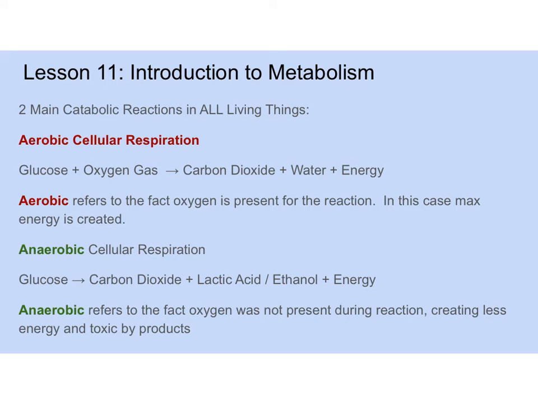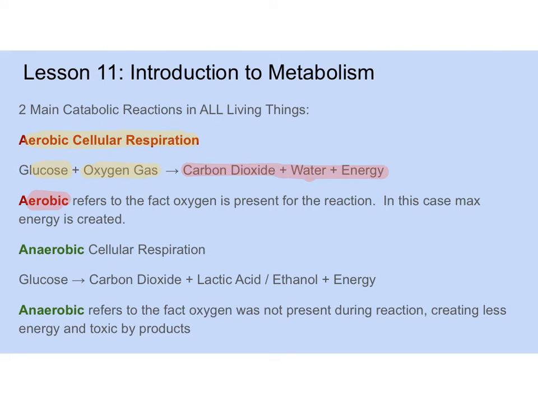The main catabolic reaction inside our body is called aerobic cellular respiration. It's cellular respiration, but we have this word aerobic in front of it, and what aerobic means is that we're using oxygen gas when we're performing this reaction. We're taking glucose, which we eat in food, and oxygen, which we breathe in. We perform the reaction inside our body, and then after the reaction is done, we expel carbon dioxide and water, and we use that energy for a variety of purposes. The term aerobic refers to the fact that oxygen is present during this reaction.